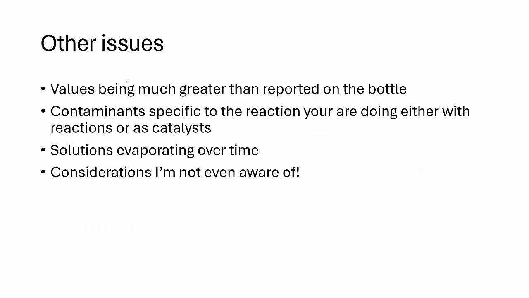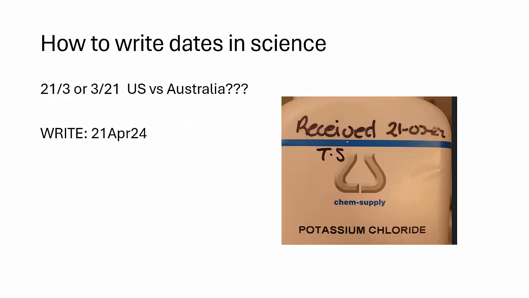And so other issues, you can't even trust the values on the bottle. That's what they're telling you. It may actually be even less than that. And you also need to see whether the contaminants are specific to your reaction. Look for the dates when they were opened, because there's evaporation, and there's things that I'm not even aware of. So you basically need to research your chemicals as well. So just a side note, this one's quite good. It's got the person that did it, their initials when they received it. It would be more important to know when they opened it.